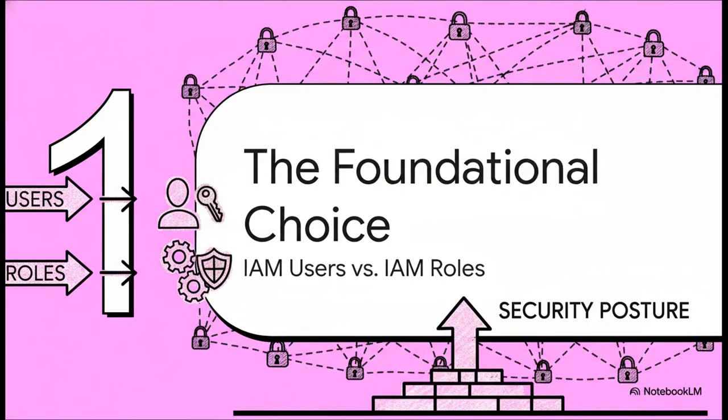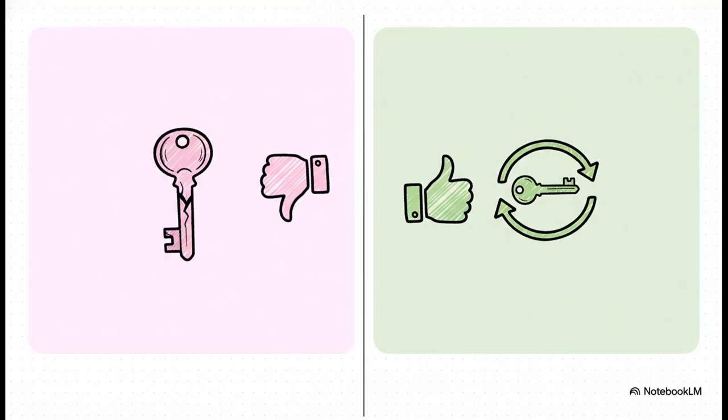Okay, first things first. We've got to break down the two main ways you can grant access in AWS. And believe me, getting this distinction right is the foundation for your entire security setup. And this really lays it all out, doesn't it? On one side, you've got IAM users. They have long-term, static credentials. Think passwords and access keys that don't change. That is a massive security risk if they get compromised.